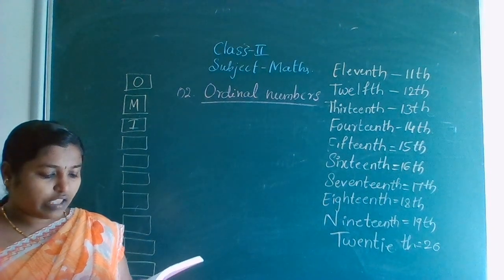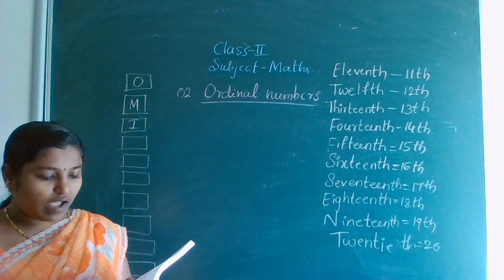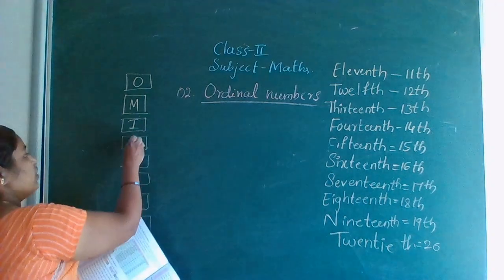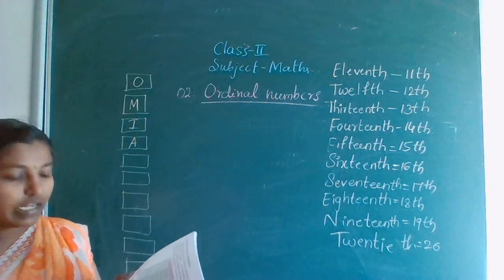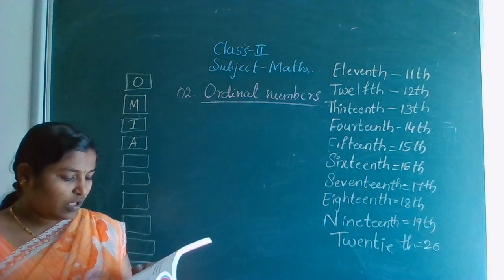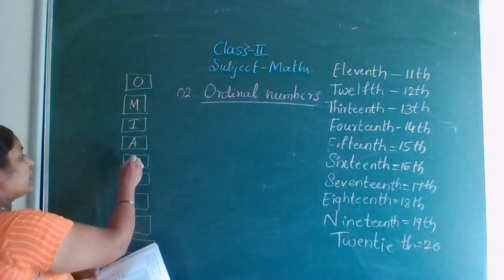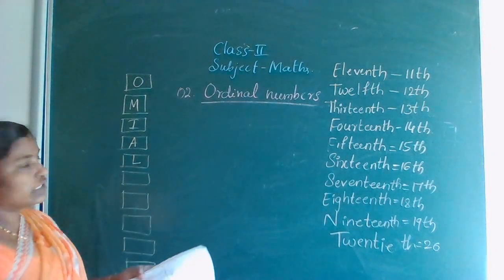Dash is the 7th letter of the sentence. 7th. 1, 2, 3, 4, 5, 6, 7, 8. A is the 7th letter of the sentence. Dash is the second letter of the sentence. Which is the second letter? L is the second letter.